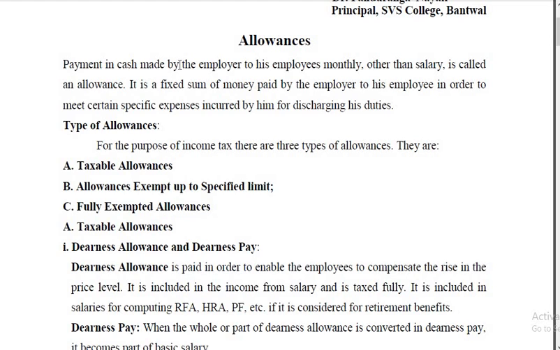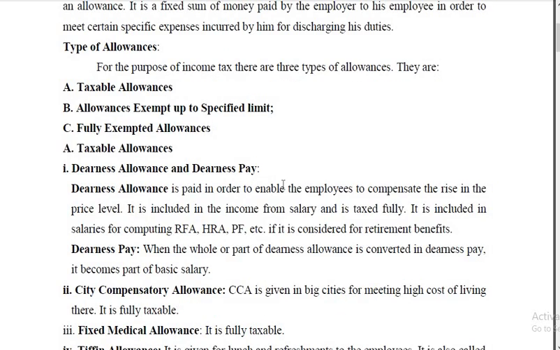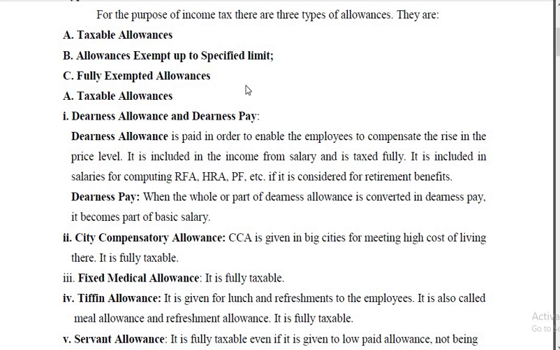Now there are different types of allowances. First one, taxable allowances. Second one, allowances exempt up to a specified limit. Third one, fully exempted allowances. First one is fully taxable. Third one is fully exempt. In between, allowances exempt up to a specified limit. That means partially that's exempt and the remaining part is taxable. We'll take the first one, taxable allowances.